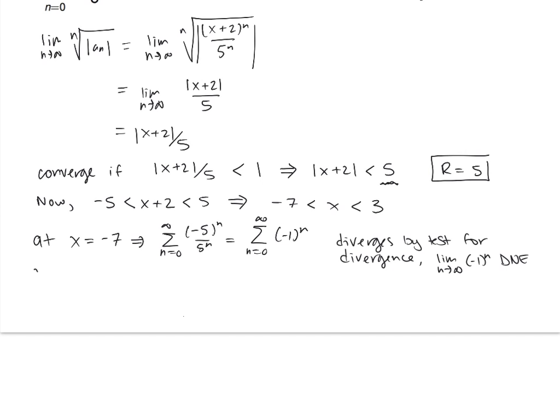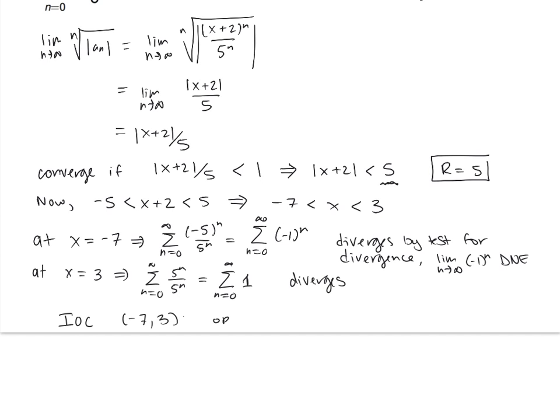At x equals 3, it's even more obvious. You get 5 to the n over 5 to the n. So what does that simplify to? 1. I don't remember if that converges or not. Well, think, this is like adding 1 to itself an infinite number of times. Yeah, you're right, so this diverges. So your interval of convergence is either in interval notation, or -7 less than x less than 3.